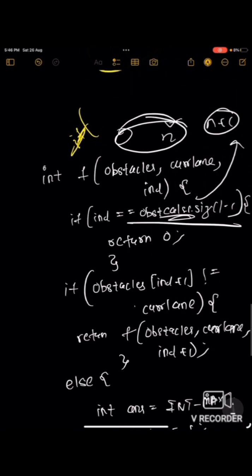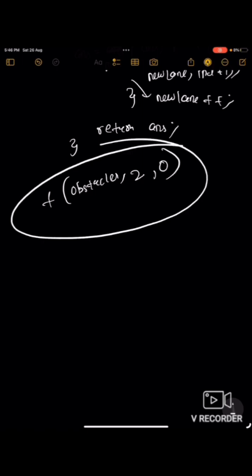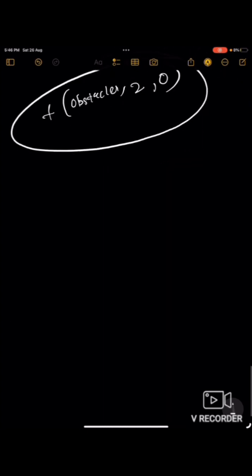Now let's memoize it. So declare a dp. What will be the final function call that you'll be calling? Obstacles, and the current lane is actually 2, because in the question they mentioned that the frog is starting from lane number 2 and the index is 0. This is the final function call that you'll be calling. Now let's memoize it.